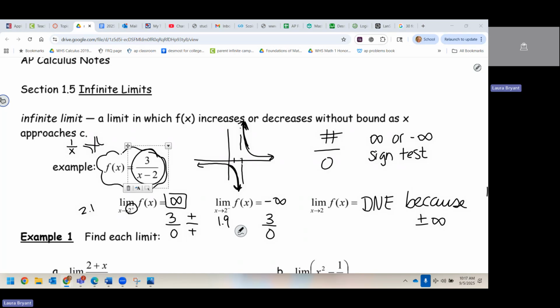So if I plug in 1.9, and again, I don't need to know the decimal. I just need to know, will it be positive or negative when I plug in 1.9? So if I plug it up here, I get positive 3. If I plug in 1.9 down here and subtract 2, that will be a negative value. And a positive divided by negative is negative.